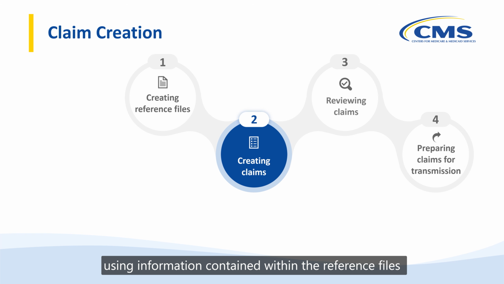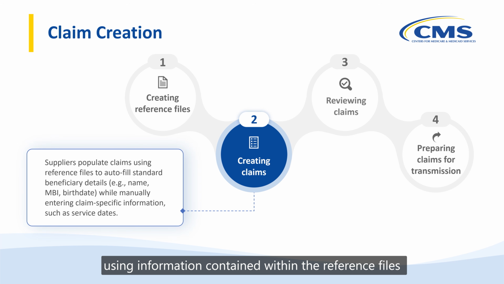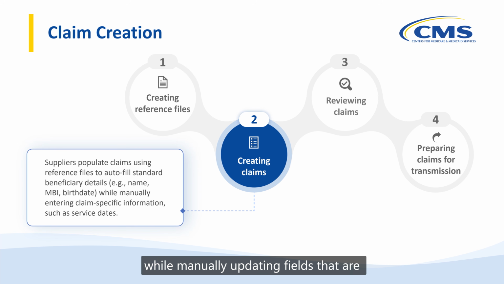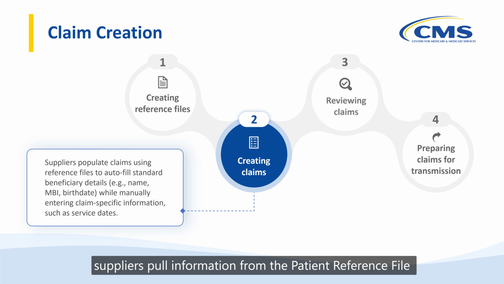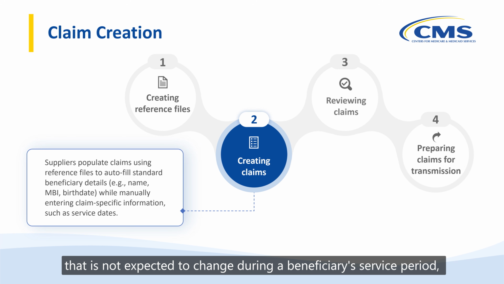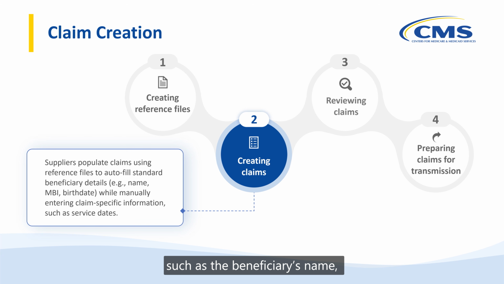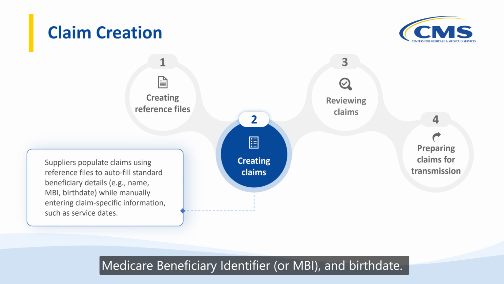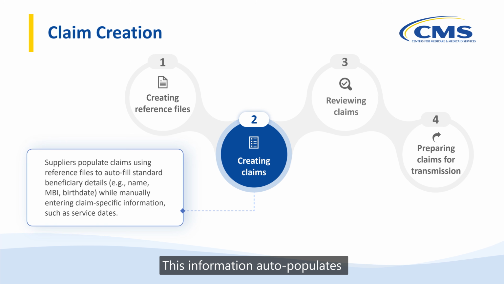Suppliers will move through the claim form using information contained within the reference files to auto-populate many fields, while manually updating fields that are unique to every claim submission. For example, when populating a new claim, suppliers pull information from the patient reference file that is not expected to change during a beneficiary's service period, such as the beneficiary's name, Medicare Beneficiary Identifier, or MBI, and birth date. This information auto-populates the relevant fields in the claim form. Fields that are specific to the claim instance, such as the dates of service for each session the beneficiary attended, are populated manually by the supplier.